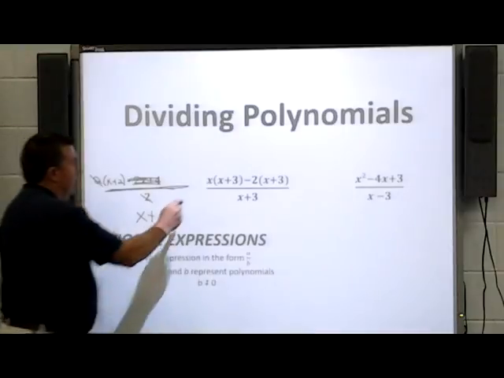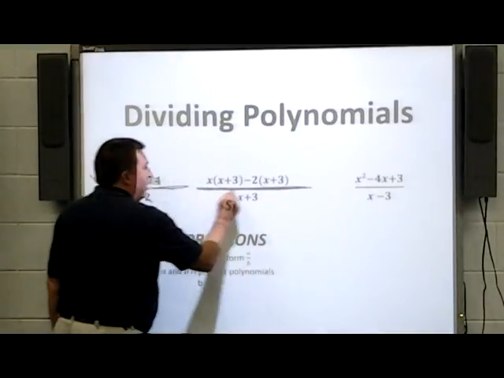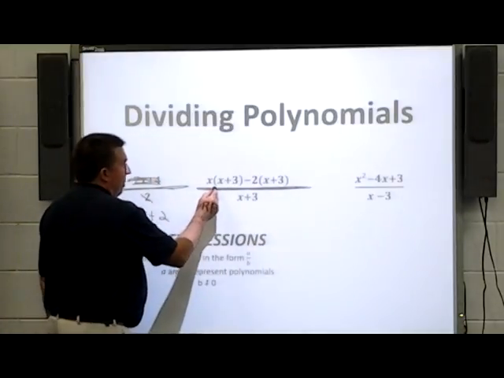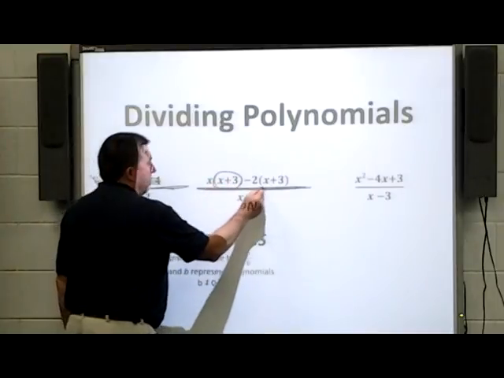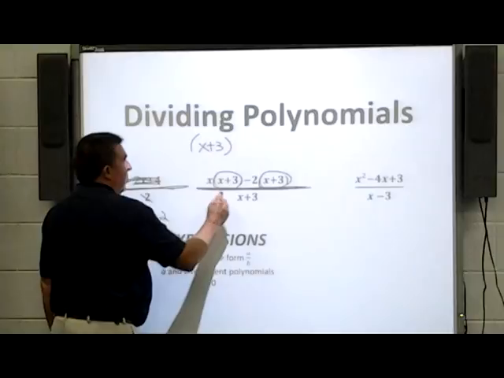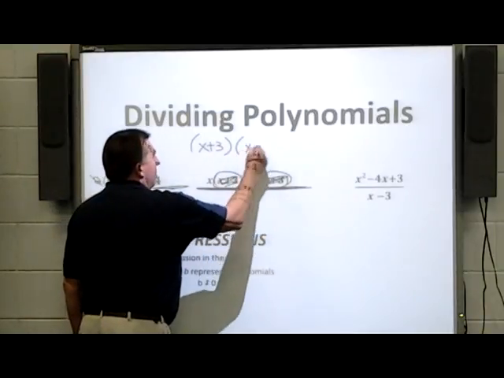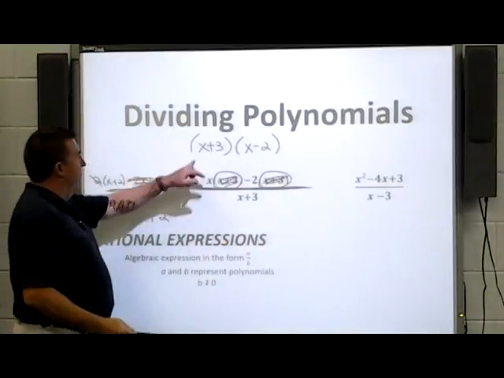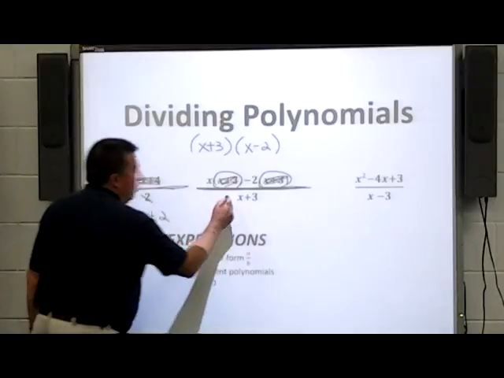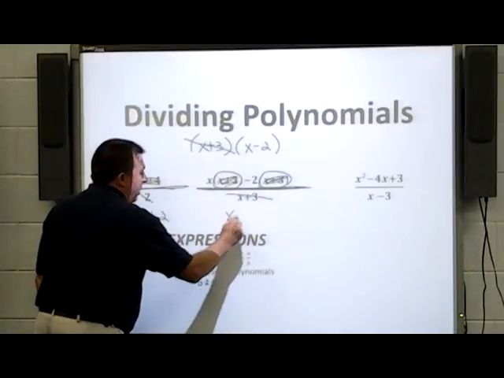In this particular problem, again, the fraction bar divides the problem into the top and the bottom. You do the top by itself, you do the bottom by itself. Can't do anything to the bottom. Both of the top ones have x plus 3 in it. If I take x plus 3 out of both of them, what am I left with? x minus 2. So now I've got x plus 3 on the top, x minus 2 on the top. I've got x plus 3 on the bottom. I can cancel out the whole x plus 3, so the answer to this entire problem will be x minus 2.